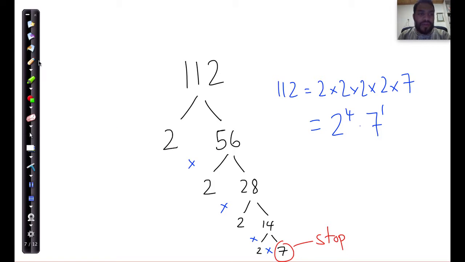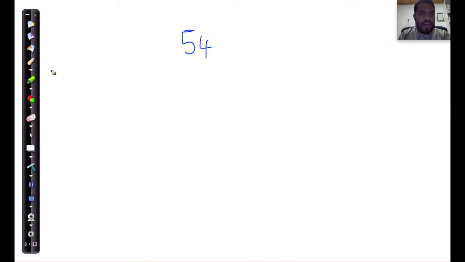Let's do another one. Let's use the number 54. And let's start with the number 2. 2 multiplied by what will give me 54? It's 27. Is this number a prime number? The answer is no, because 2 can't go in there, but 3 can.